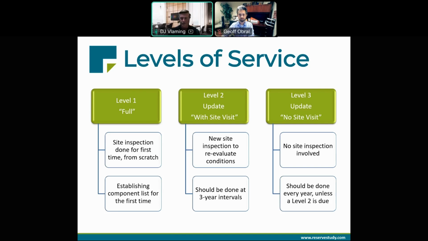Then finally, there's the level 3 update no site visit, which we also refer to as an NSV. And this study involves updating the component list from the most recent reserve study based solely on the information that the client provides. So again, we get the list of reserve projects that have been completed, we get updated financials, but as the name suggests, there is no site inspection involved. So in that respect, the level 3 or the no site visit update is the least comprehensive and the least expensive option.